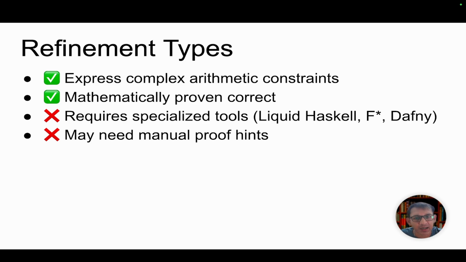Refinement types represent the cutting edge of type safe protocol design. They can express constraints that are impossible to encode with state based approaches, providing mathematical guarantees about program correctness. But they require significant tooling investment and developer expertise to use effectively.